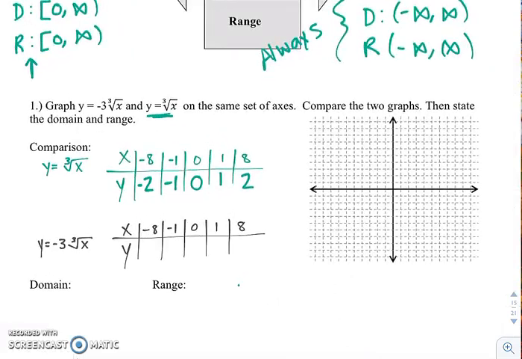So let's go ahead and plot these. This would be your parent function. So 0, 0. 1, 1, negative 1, negative 1. At this point, it just sort of looks like it's a straight line. So with the cube root function, you want to make sure you're getting a couple of points on here so you can sort of see the shape. And then negative 8, negative 2. And then positive 8, positive 2. So there you can sort of see the shape then, because then you can see that it's not just a straight line.